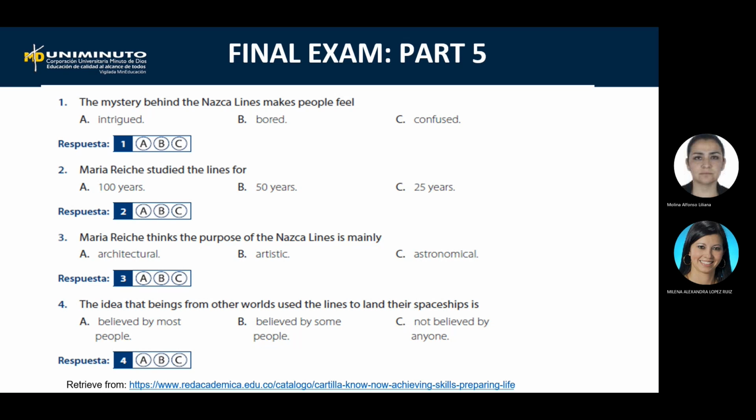Good. Okay, so that's the idea. So the questions. Number one, just read it, please. Okay, number one: the mystery behind the Nazca lines makes people feel confused. Very good. Number two: Maria Reiche studied the lines for 50 years. Excellent. Number three: Maria Reiche thinks the purpose of the Nazca lines is mainly astronomical. Number four: the idea that beings from other worlds used the lines to land their spaceships is believed by some people. Excellent.